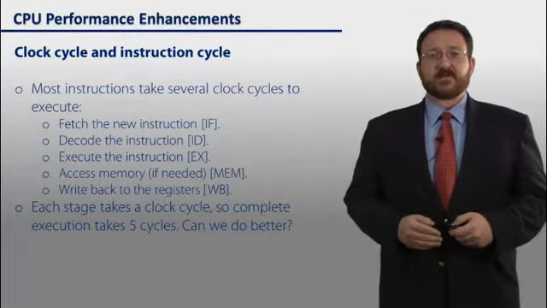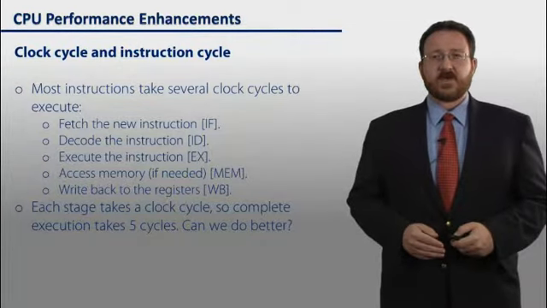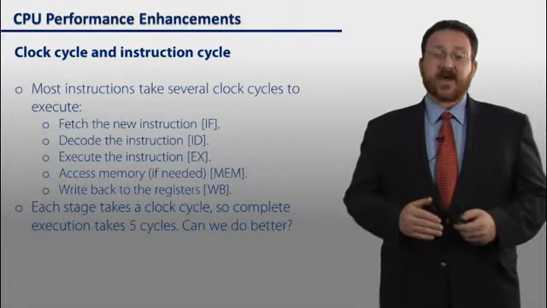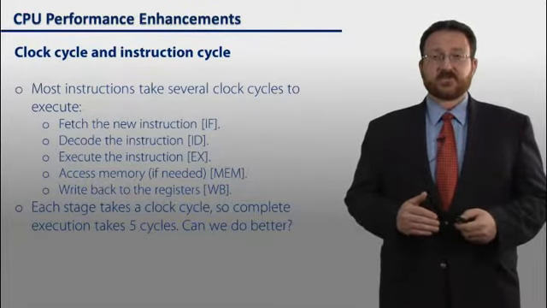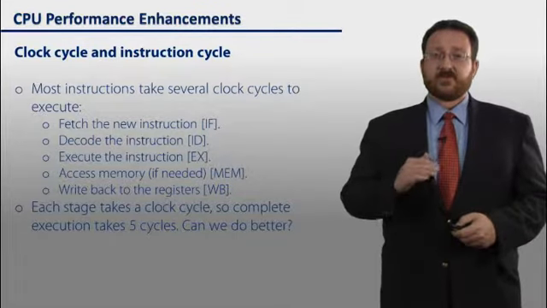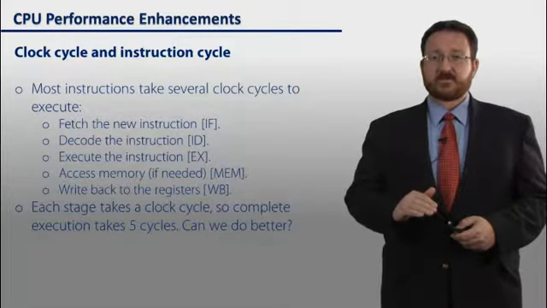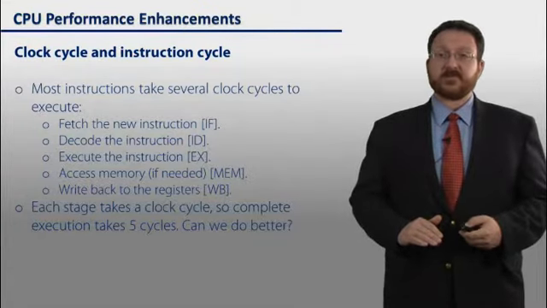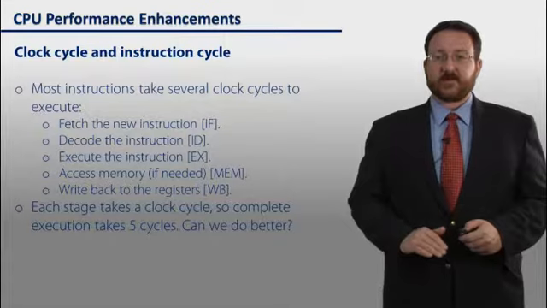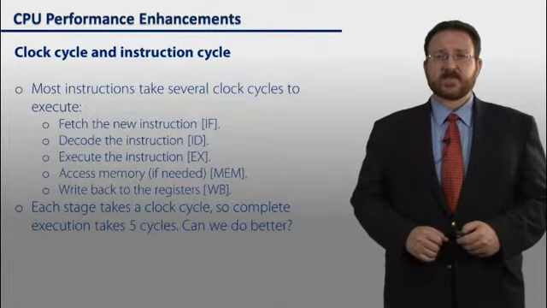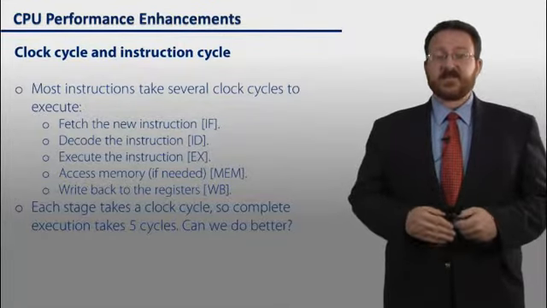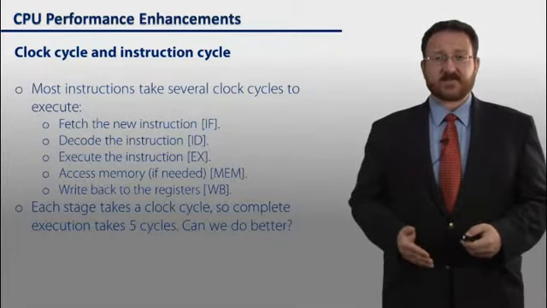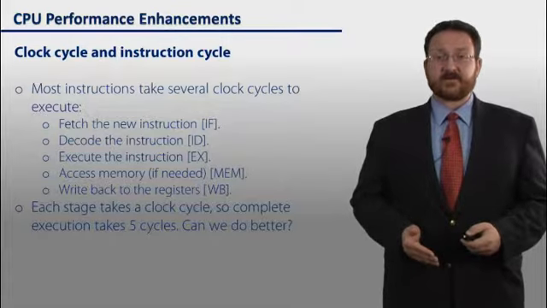To do this, we have to look at the clock cycle and the instruction cycle. Most instructions are going to take several clock cycles to execute. There are 5 stages to executing every instruction in general in a RISC machine. You're going to fetch the instruction, decode the instruction, execute the instruction, access memory for a load or store if need be, and then write back to memory, or write back to the registers. Each stage of this is going to take 1 clock cycle, so a complete instruction execution takes 5 clock cycles. The question is, can we do better than this?